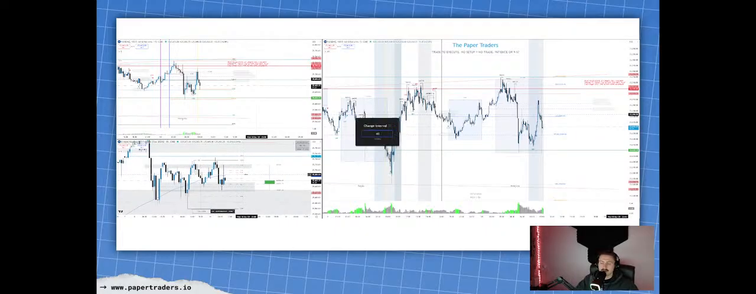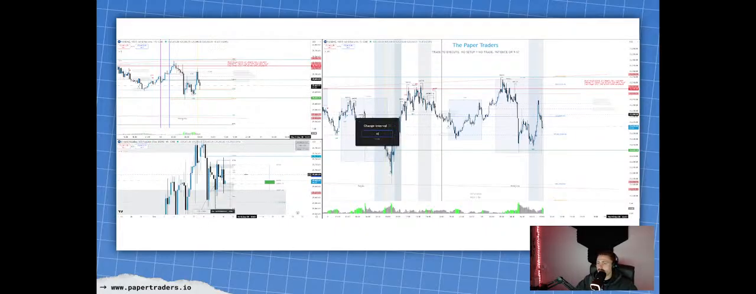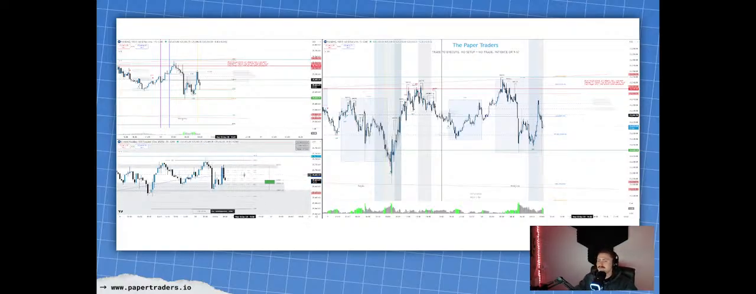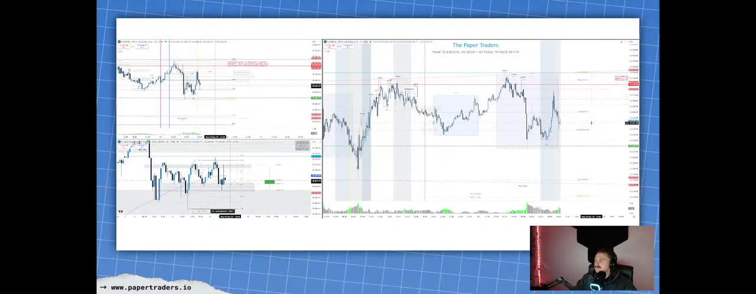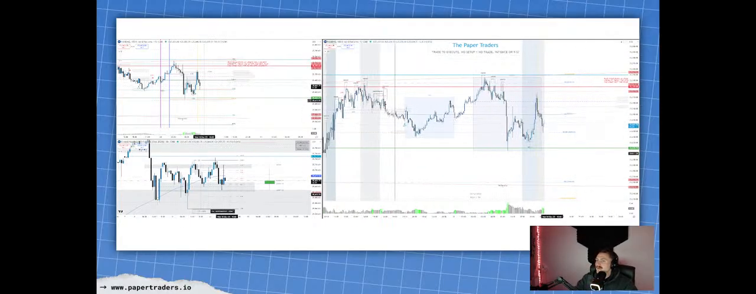Also, this 4 hour, the way that it's closing up doesn't look the best. They can turn this thing around within the next. This 30-minute also looks like a rising 3. Otherwise, we just sit here and watch price.